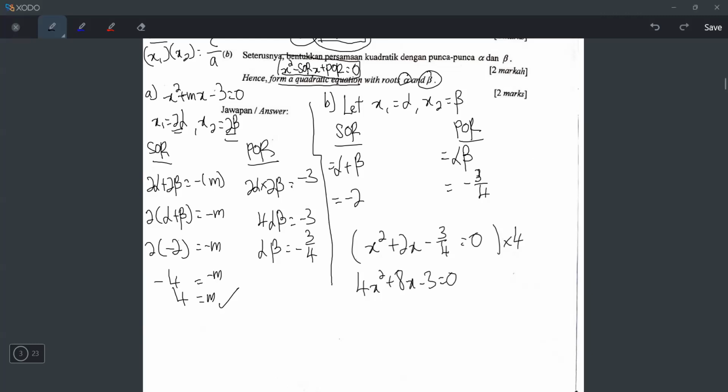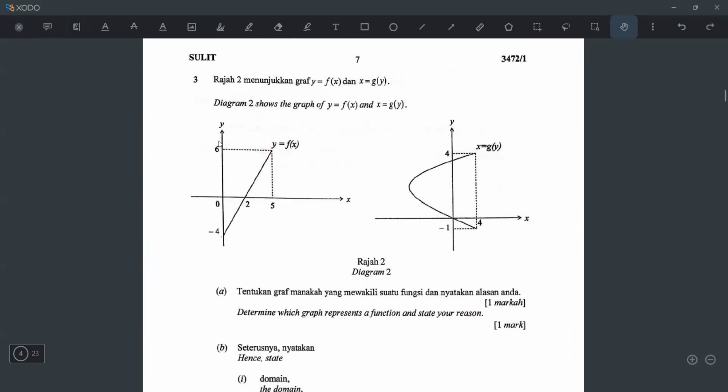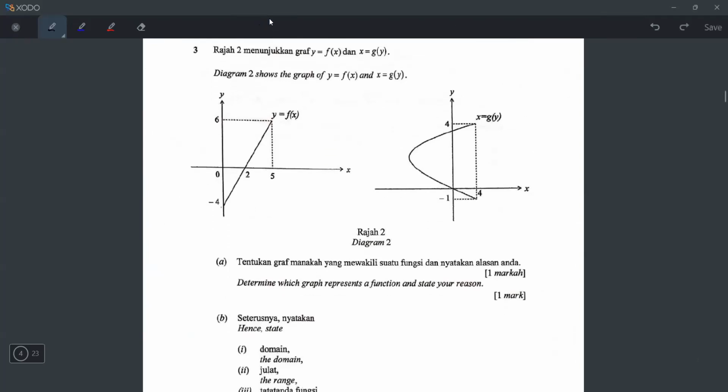Okay. I want to check with the schema. M equals to 4. Okay. Yes, correct. All right. So let's go to question number 3. So this is which chapter? Looks like a function, right? It looks like a Form 4 chapter 1 question.